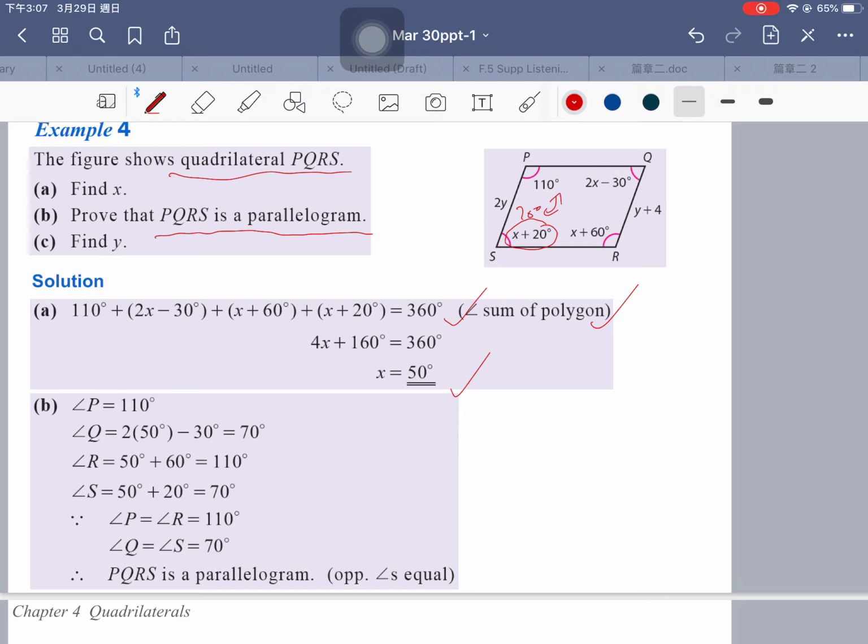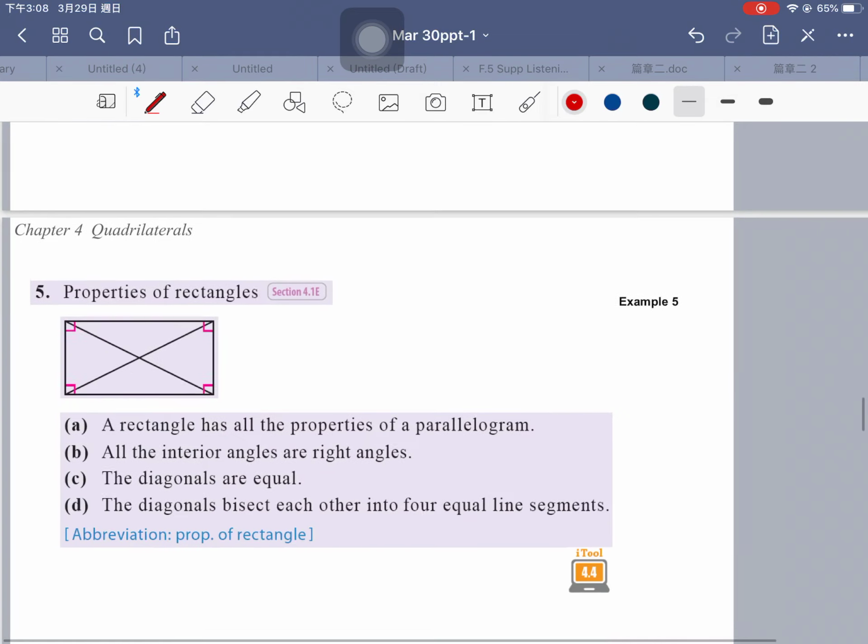But you see that, oh, you have to prove a lot. So you try to find out all the angles. If this is 50 degrees, this is 110, this is 70 degrees. You see that the opposite angles are equal. So you prove that it is a parallelogram. And then find out the value of y. If this is really a parallelogram, these two are equal in length, that is 2y equals y plus 4. Therefore, you know that y is 4. No need to add cm.